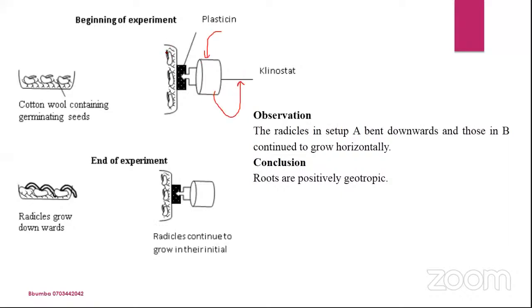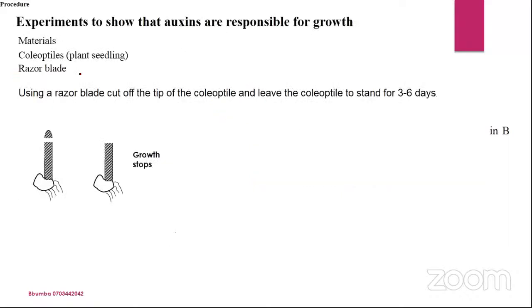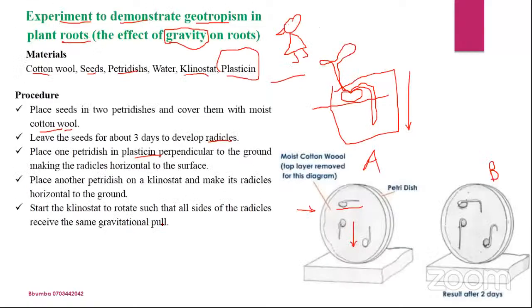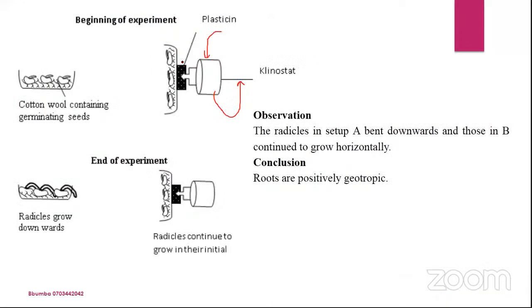Okay, but when they are facing up like that, when it rotates, the oxygen is going to be evenly distributed throughout. But remember, these ones are horizontal. Don't forget that. And then start the clinostat to rotate such that all sides of the radicals receive the same gravitational pull. When you start this clinostat, it's going to be rotating, and all these seeds are experiencing the same gravitational pull on all sides, but these ones are just like this.